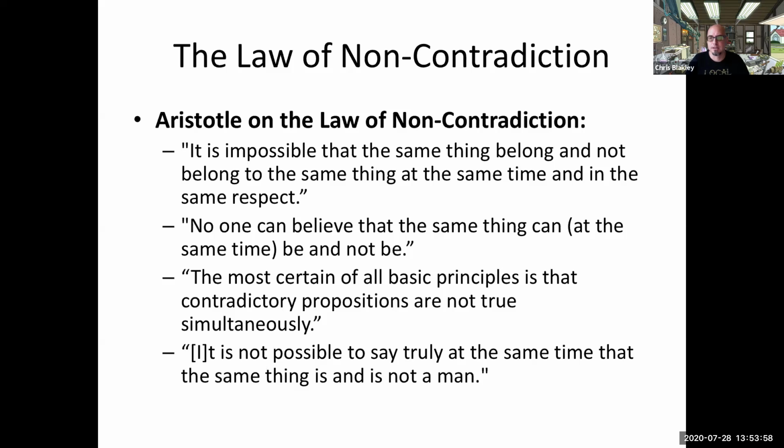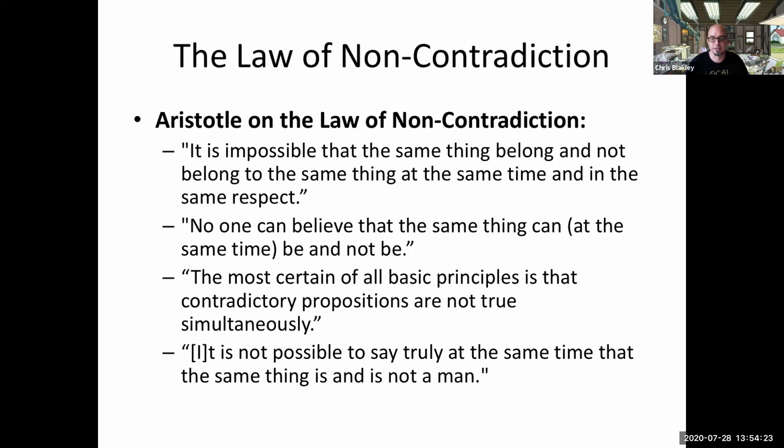Aristotle does flesh this out a little bit. He gives us our first system of formal logic. And he stated the law of non-contradiction a couple of different ways, but notice they're all driving at the same thing, that a proposition and its negation can't both be true at the same time in the same respect. So he says it's impossible that the same thing belong and not belong to the same thing at the same time in the same respect.